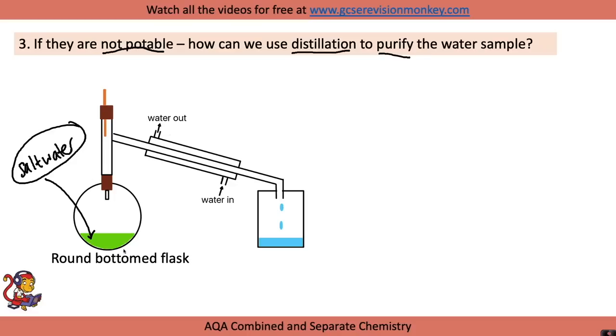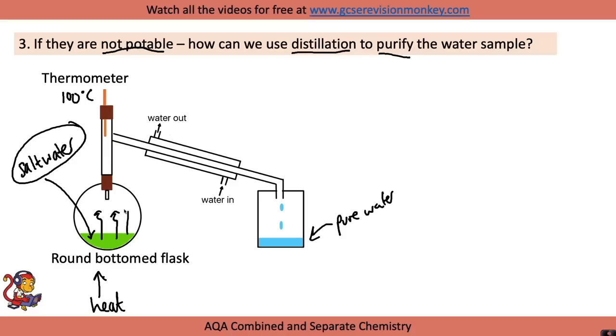So the flask that we put this in is called a round bottom flask, and you would heat that flask normally using a water bath or perhaps using a Bunsen burner if you're doing it in the lab. You have a thermometer at the top here, which you'd want to make sure for pure water was reading 100 degrees C, so that you know that in your beaker over here you are getting pure water. So as you heat the salt water, the water will evaporate and it should leave any salts behind in the round bottom flask. The water will evaporate and it will turn into water vapour and it will go up the tube here.